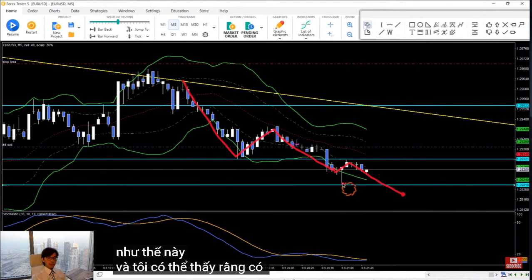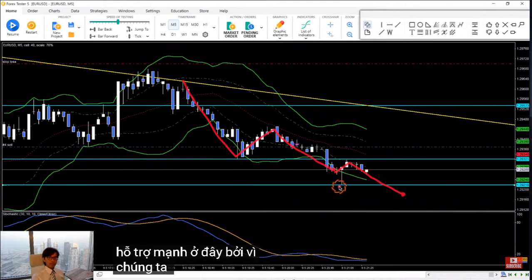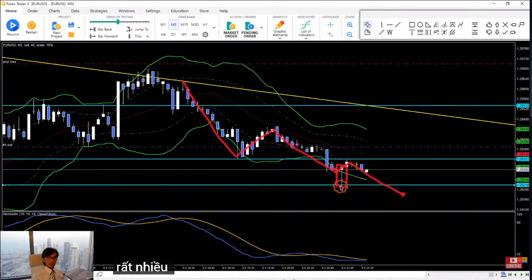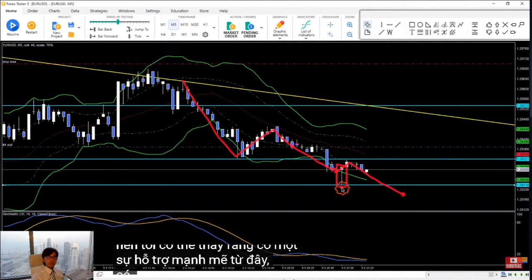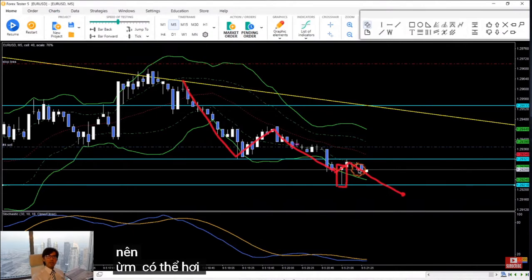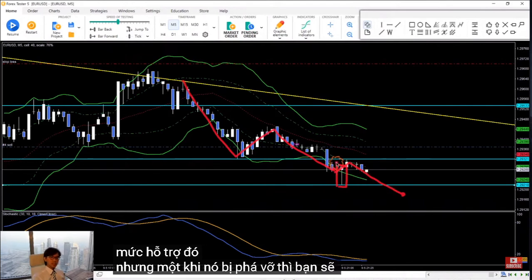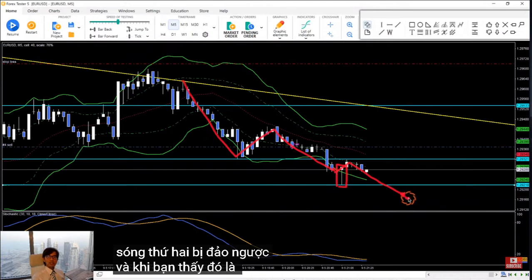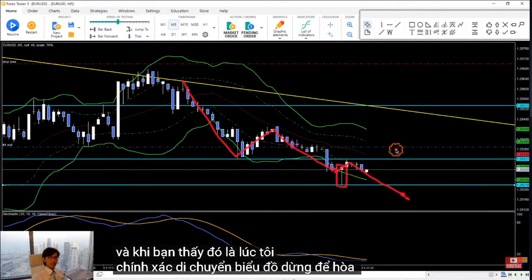And I can see that there is a strong support here because we have this pin bar. Whenever you see a pin bar, there are many stop loss orders below the pin bar. So I can see that there's strong support from here. There are buyers coming in from this pin bar, so it might be a bit hard to break that support level. But once it breaks, then you see the second reversed in the wave, and when you see that, that's exactly when I move the stop loss to break even.